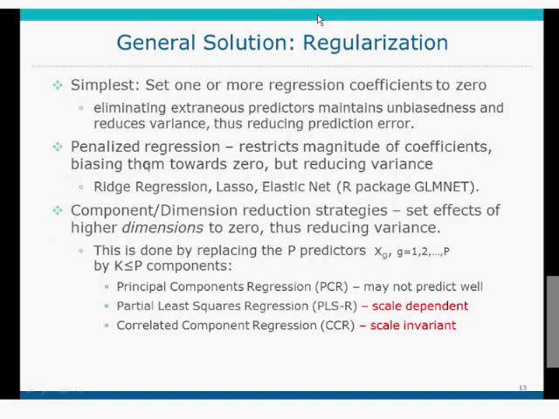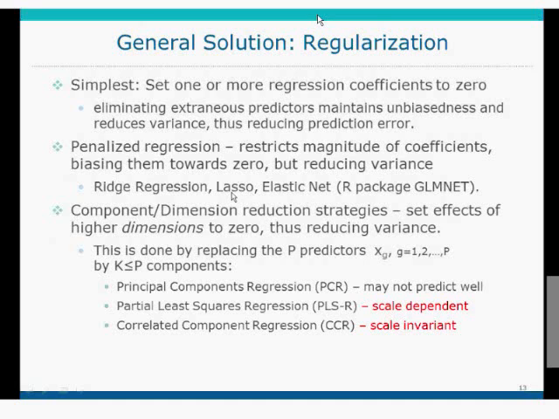So the most popular way of doing regularized regression is known as penalized regression. What happens there is that the magnitudes of the coefficients get restricted, biasing them towards 0. And even though it creates a bias, it reduces the variance and therefore helps remove the problem. The oldest method is ridge regression, and some newer approaches are lasso and ElasticNet.